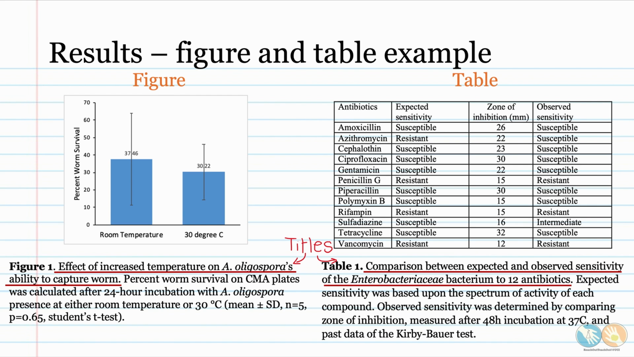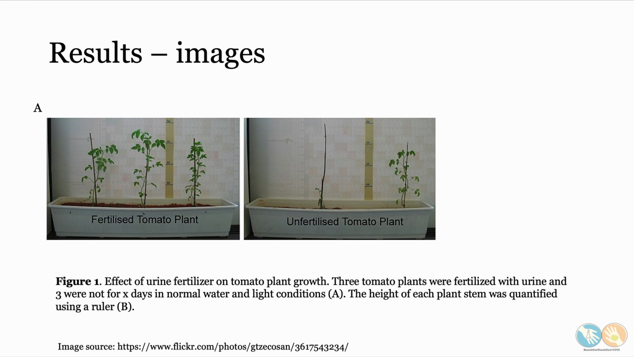What if your results requires detailed descriptions like in our next example? Let's take a look. In this example, the author tested whether fertilizing plants with urine affects the tomato plant growth. From the picture, you can see that not only the plant height was stunted without fertilizations, the plant without urine looked sickly as well because of the sparse leaves.